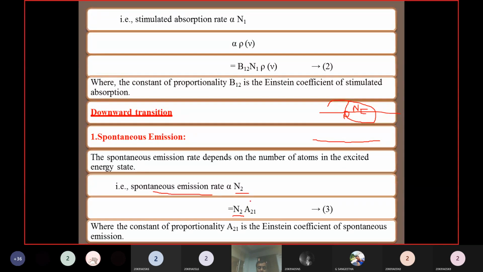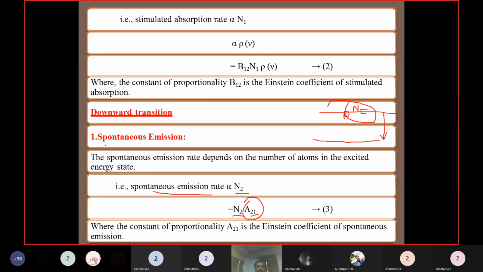N2 is the number of electrons in the second energy level, or excited state. Here we are taking one more constant, A21. Why 21? Because the emission occurs from energy level 2 to 1. The electron is jumping from the second energy level to the first energy level.